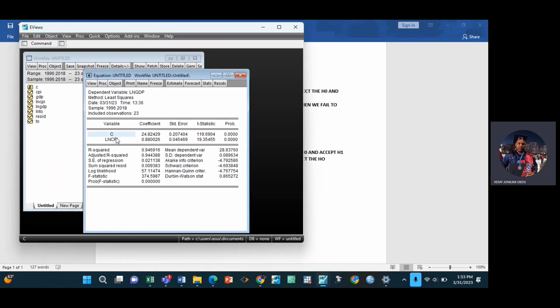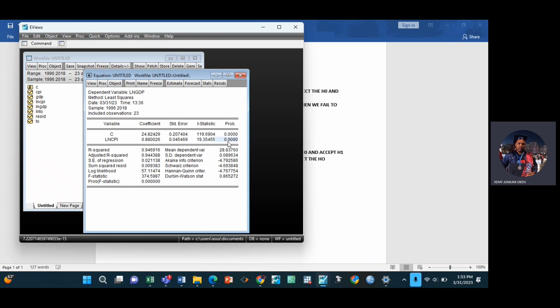I'll come to the constant. Let's start with this one. Look at this coefficient. We are trying to interpret this coefficient, but before interpreting it, we want to make sure it is statistically significant. So we are going to perform a t-test. We have the t statistic and we have the probability value.